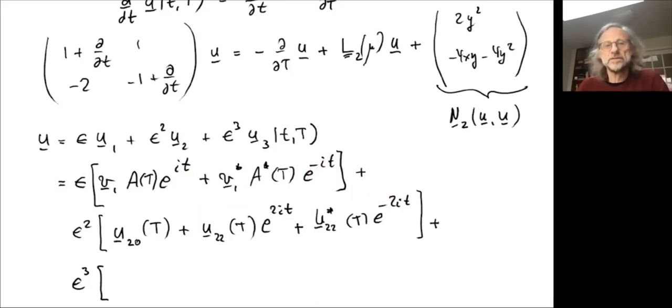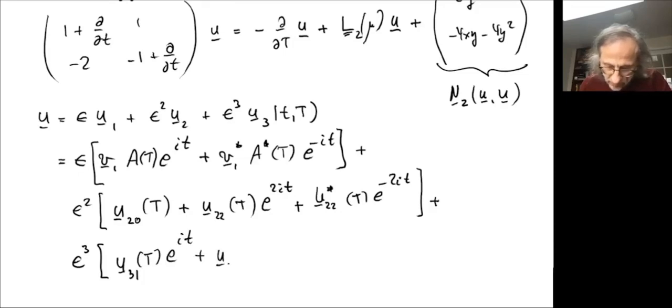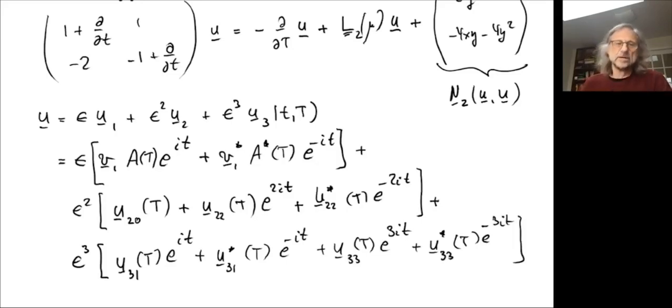So in short, the terms that show up at cubic order are either plus or minus 1 in frequency or plus or minus 3 in the frequency. Okay, so that means we can write that down. We can say there will be a u31 times e to the it, a u31 star, e to the minus it, plus u33, e to the 3it, plus u33 star, e to the minus 3it. And that's all we need, since there is no cubic nonlinearity.